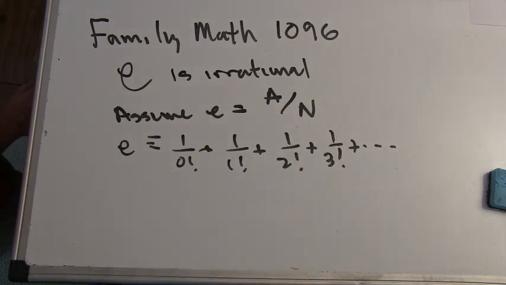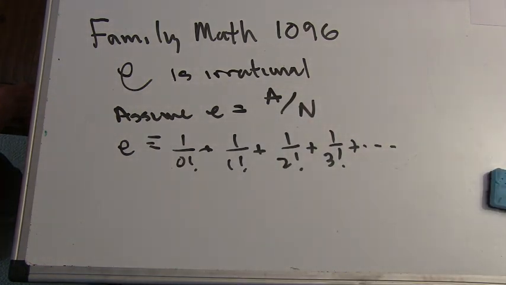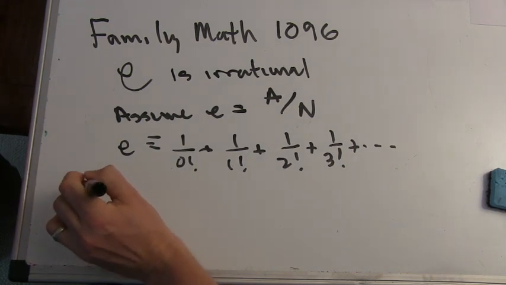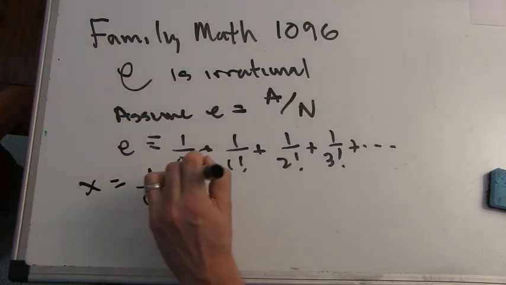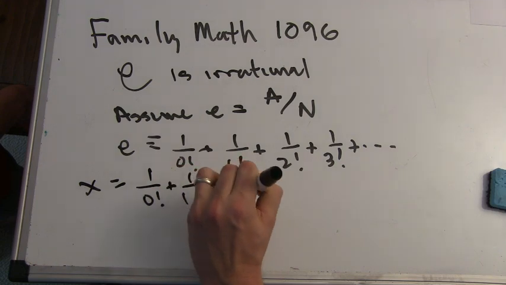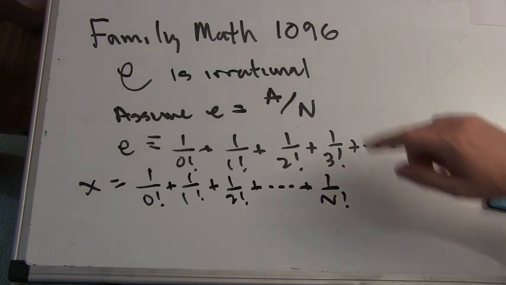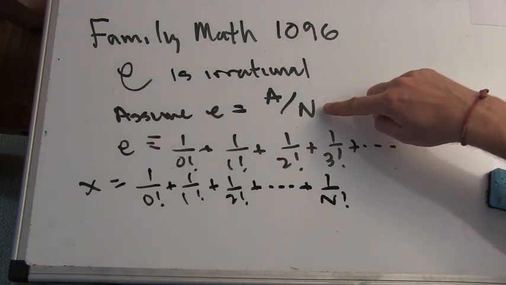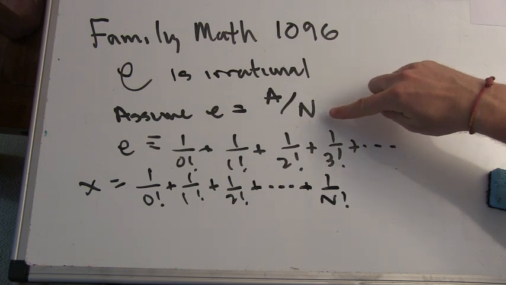So we know this is the definition of e, and we're going to assume that this ends up being a rational number. Then they defined two other things. They defined x as the sum of the terms in e from the start to 1 over n factorial, where n is the denominator in what we assumed e was.